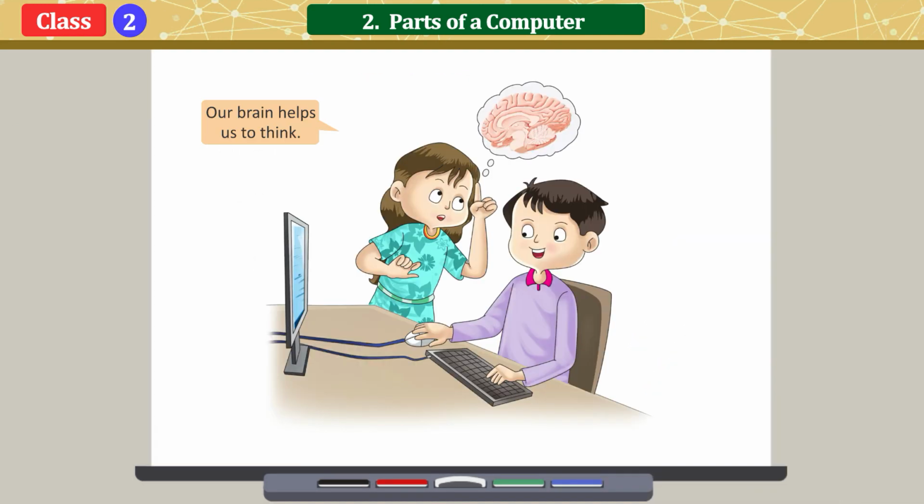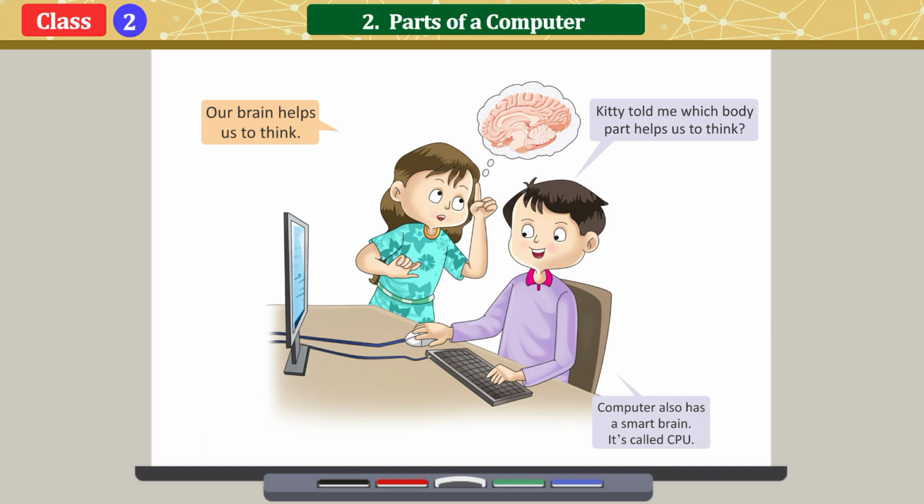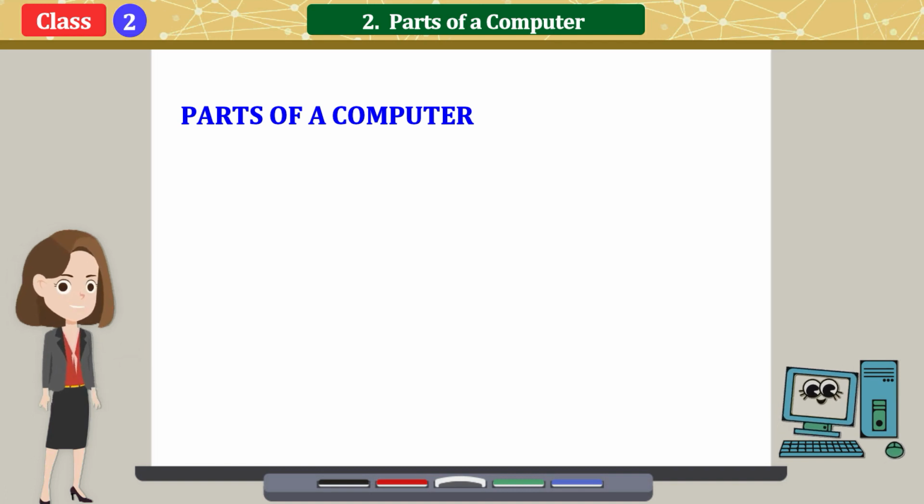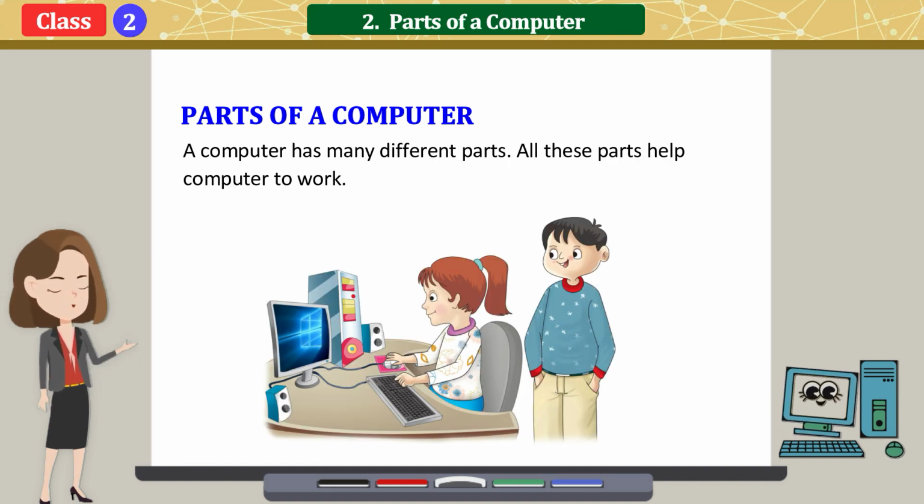Our brain helps us to think. Kitty, tell me which body part helps us to think. Computer also has a smart brain. It's called CPU. Parts of a computer. A computer has many different parts. All these parts help the computer to work.